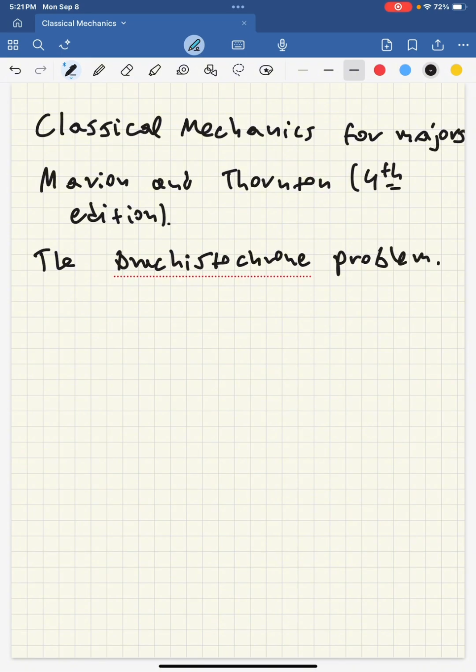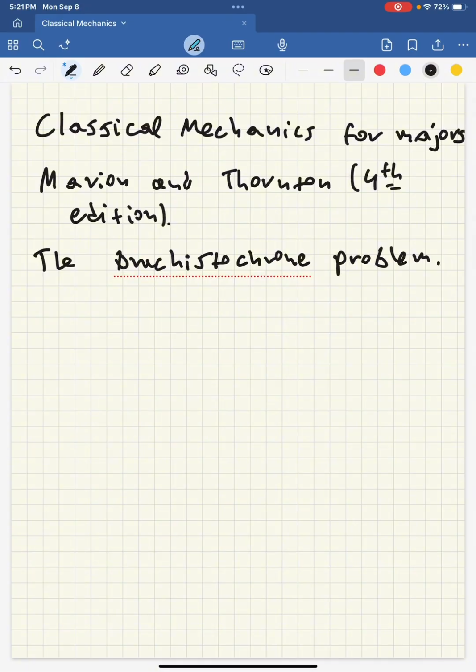Okay, this is a Greek word, and I'm an actual Greek, which makes it harder sometimes because I don't know how to pronounce things in English. So in Greek, brachis means fast, chronos means time. So the Brachistochrone problem means finding the fastest path in a gravity field.